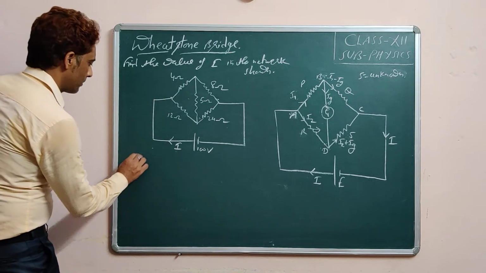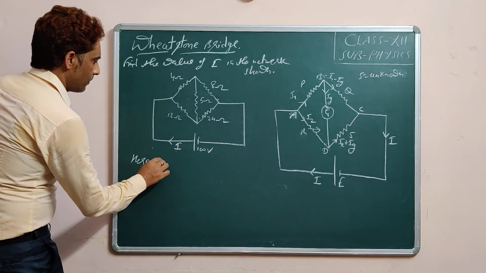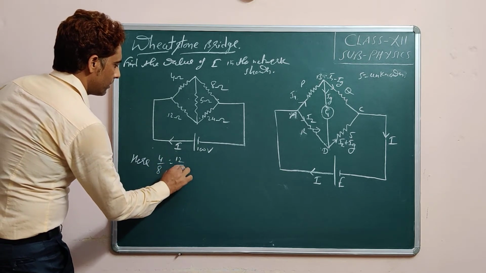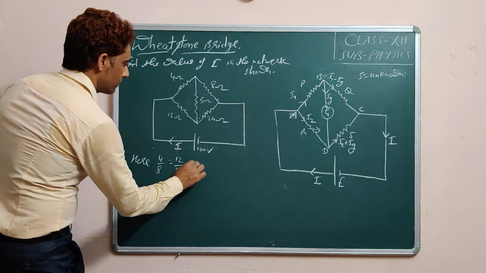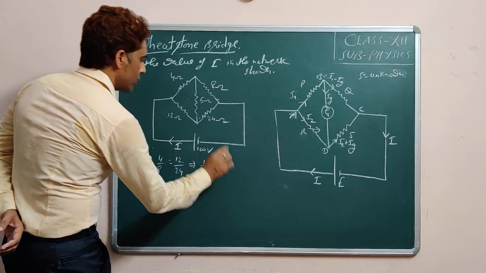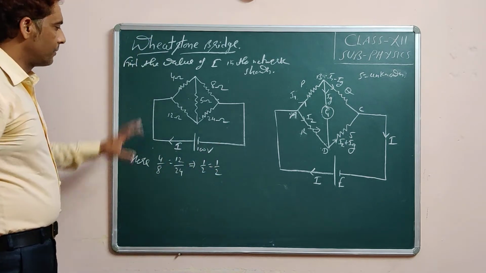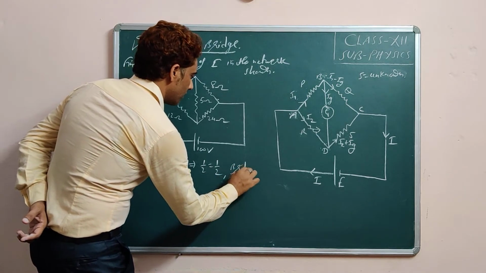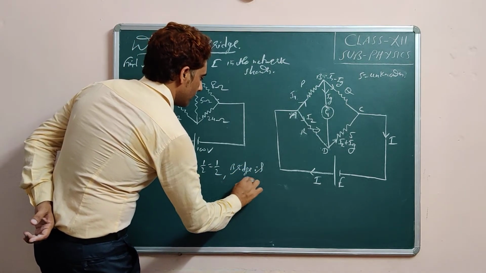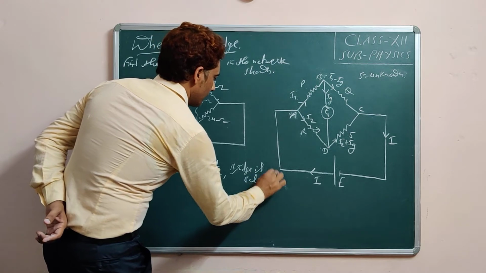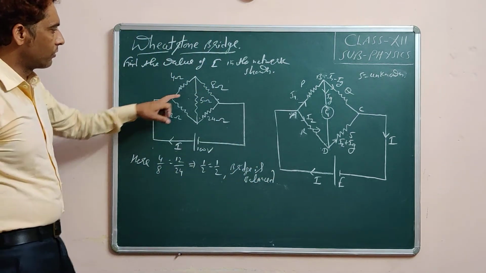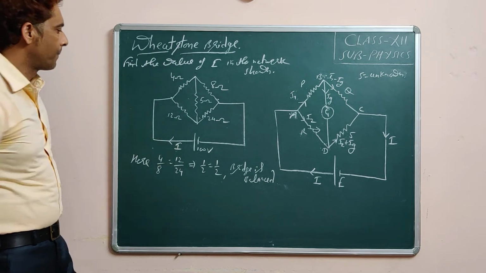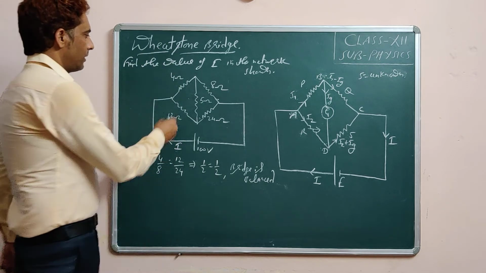So here 4 by 8 is equal to 12 by 24, means 1 by 2 is equal to 1 by 2. So the bridge is balanced. So when the bridge is balanced, the current through this branch will be 0. There will not be any flow of current. We have to get the total current.